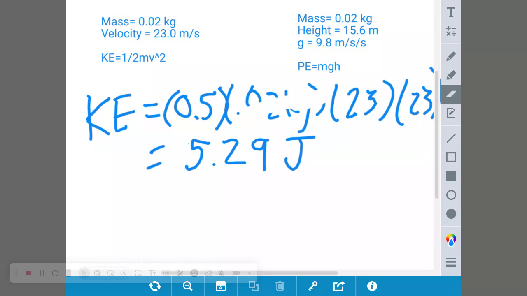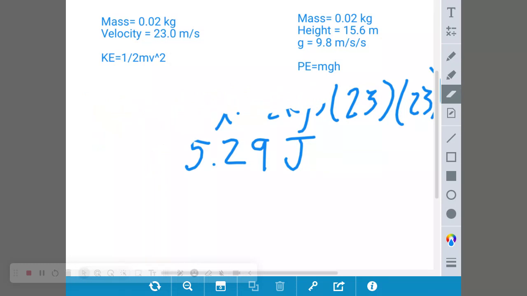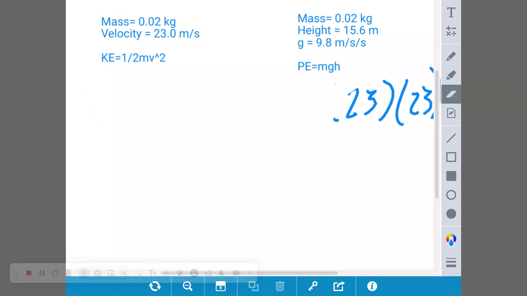Now let's make this go away. Potential energy is equal to the mass of the object, which will be the same, multiplied by acceleration due to gravity, which as you can see there is a constant listed at 9.8, and then multiplied by the height. And for this rocket, its height was 15.6 meters. So your calculation is going to look like this.